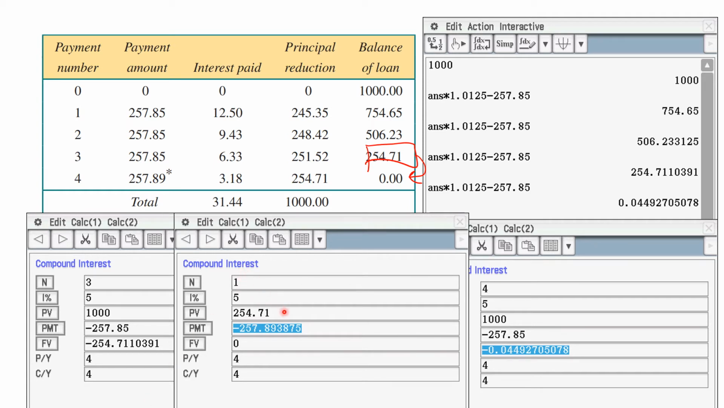at 5% of $254.71. Final value is going to be 0, PY and CY are 4 because it's quarterly, it's paid off in 1 year. And so I did the N of 1, I of 5, borrowing $254.71, press the PMT, and I did get minus 257.89. So that's another way of doing this, showing you lots of options so that you're sort of a bit more bulletproof when you hit an exam.